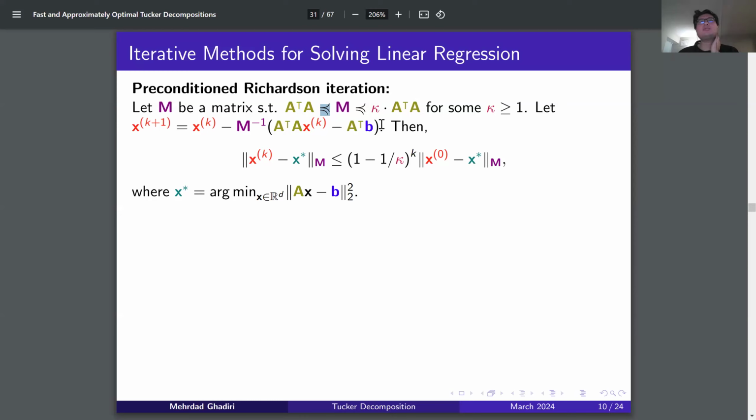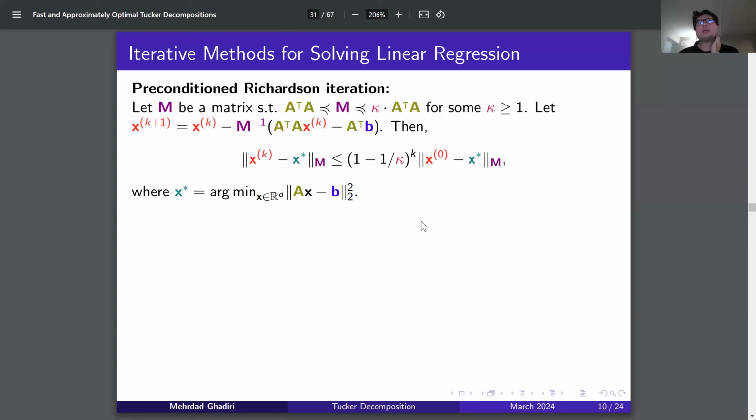Then if I do this iteration, in K iterations I'll be this close to the original solution, X star. And this is the M norm of the matrix. Because M is close to A transpose A, this M norm is also close to the A transpose A norm. So if you want to think about the A transpose A norm, that's fine too.